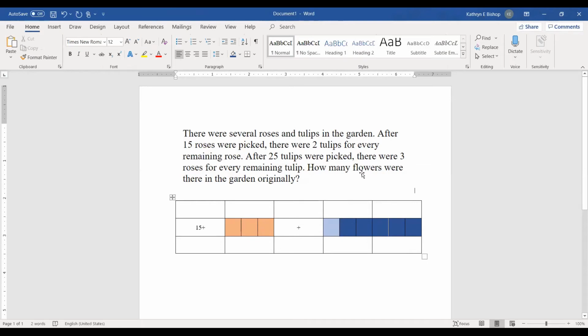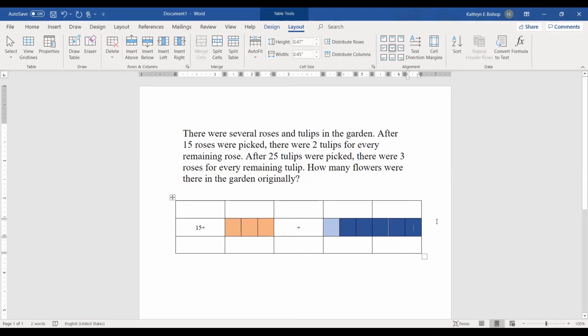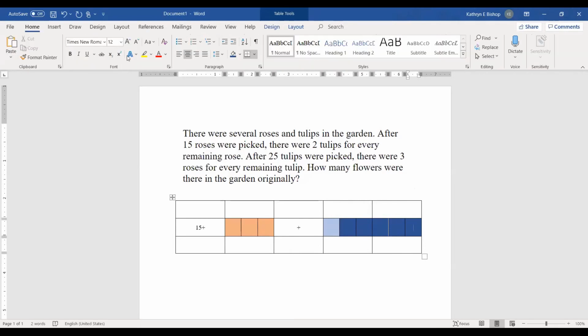And so from there, it said that 25 tulips were picked, so I knew that each one of these should equal 5, because 25 divided by 5 should be 5, meaning each of the small boxes should all be 5. Oh, and that's not white again.